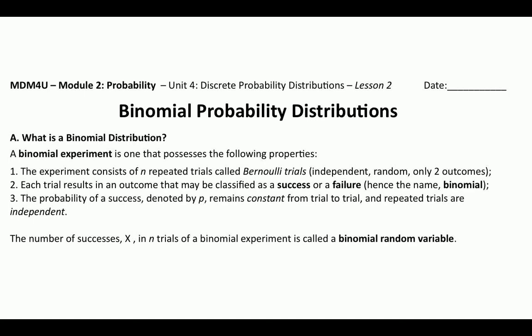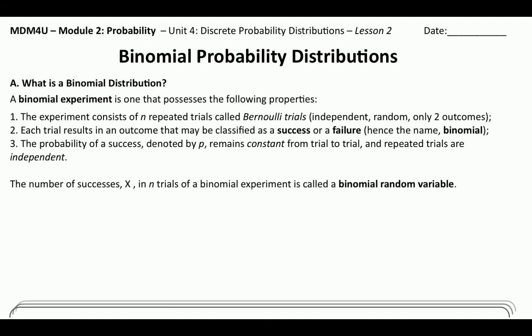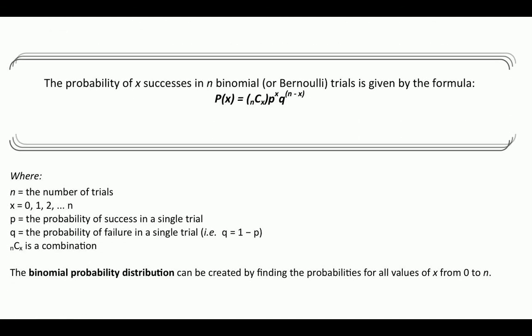Again, the number of successes x in n trials of a binomial experiment would be known as a binomial random variable. Here is the formula that we're going to use for our binomial distributions: the probability of any outcome is equal to n choose x, times p to the power of x, times q to the power of n minus x. We need to look at what these things are.